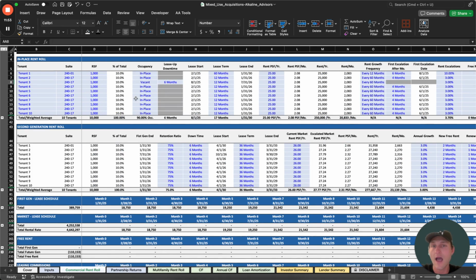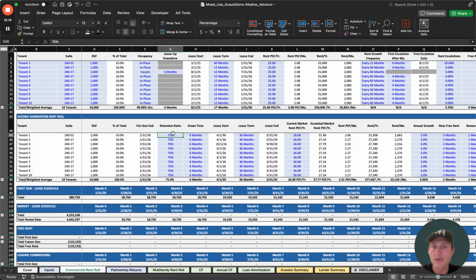Similarly, we have second generation rent roll. Here we have retention ratio. So we're saying what is the percent likelihood that the tenants will remain in place and renew versus having to go out and find new tenants. If you do have to find new tenants and the tenant turns, what is that estimated downtime going to look like between the two tenants?